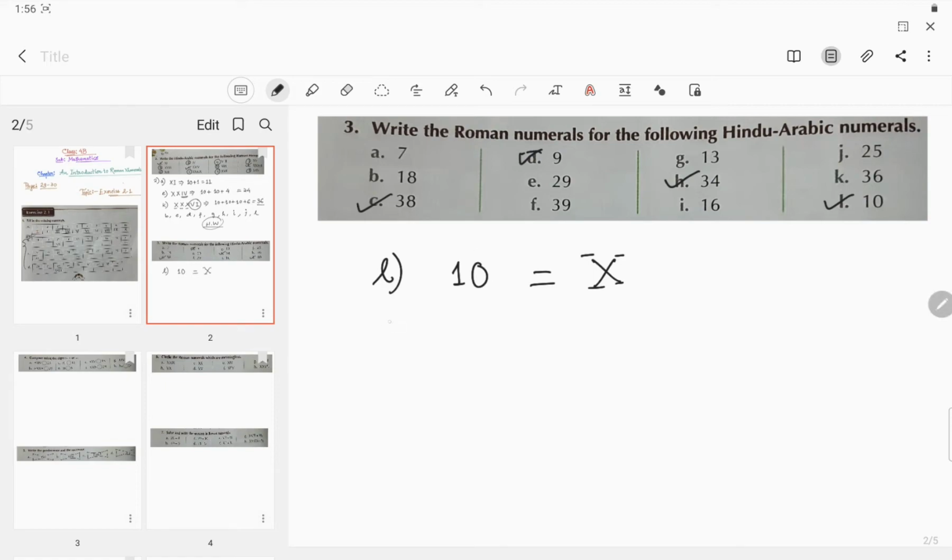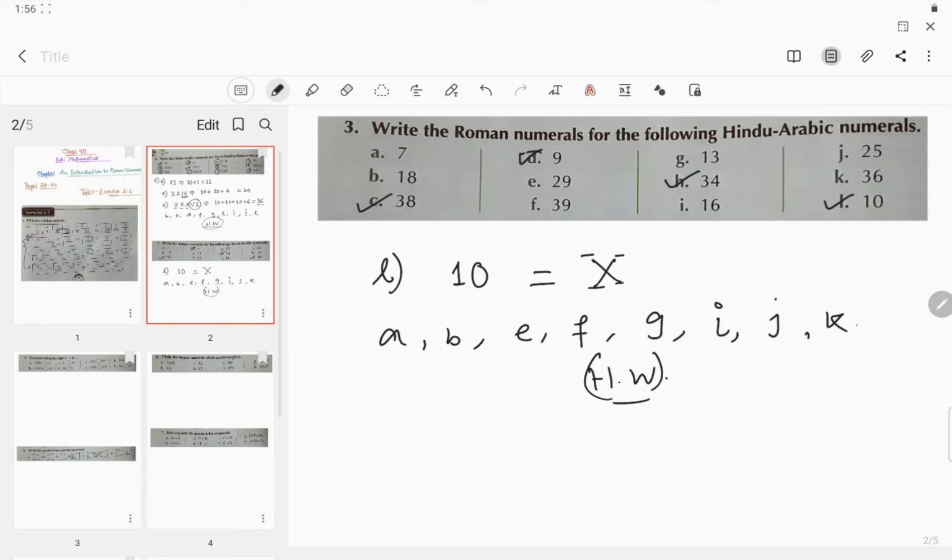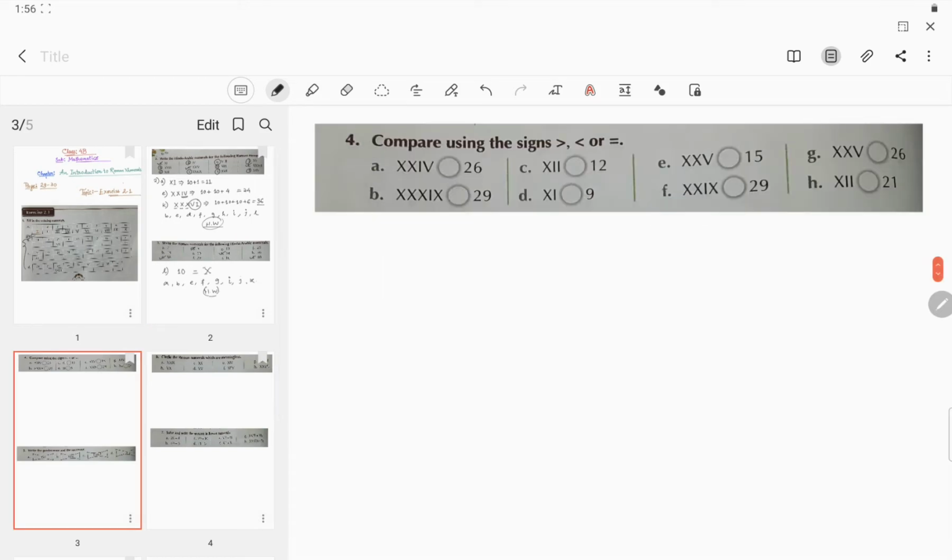So A, B, E, F, G, I, J, K. This is all your HW. You have to write in your copy. Right? Now I'm going to the next part: comparing using the sign greater than, less than, or equal to.